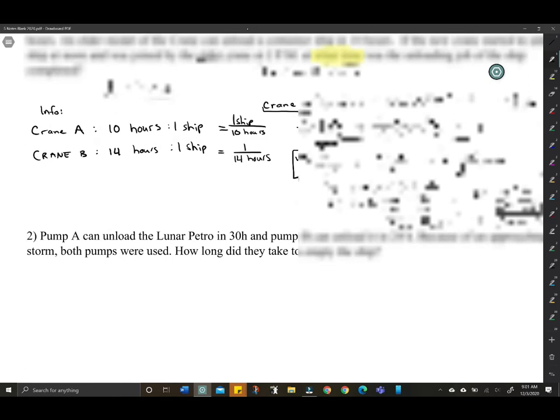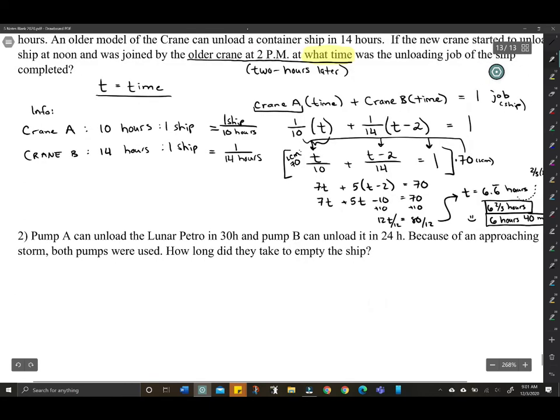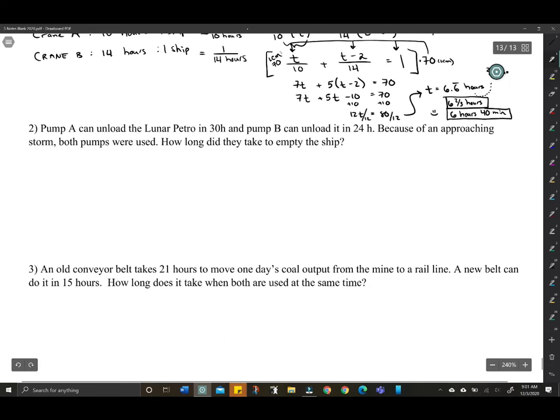This time we're unloading the Lunar Petro. Okay, I believe that's like a ship of some sort. Lunar Petro, pump A, can unload petro in 30 hours. So let's get some information here. So pump A, it can do 1 ship in 30 hours. Pump B, it can do 1 ship in 24 hours.